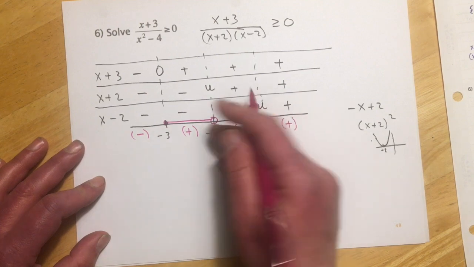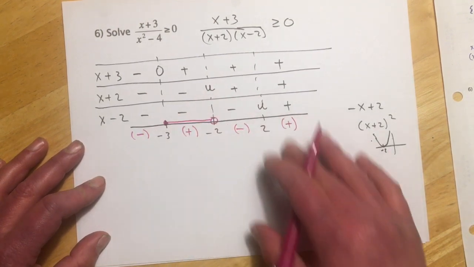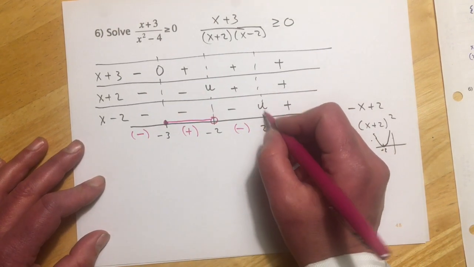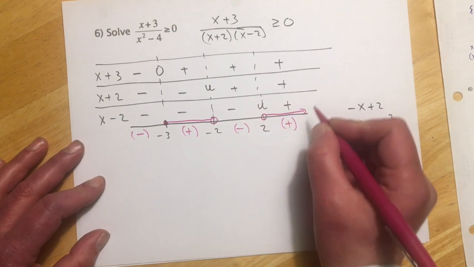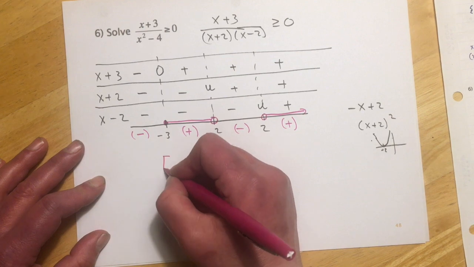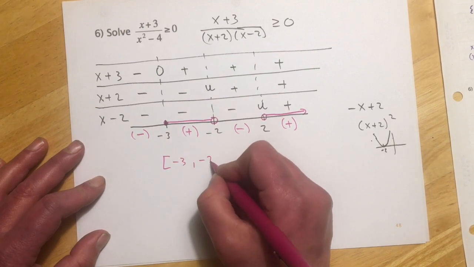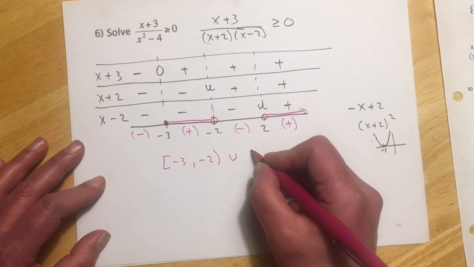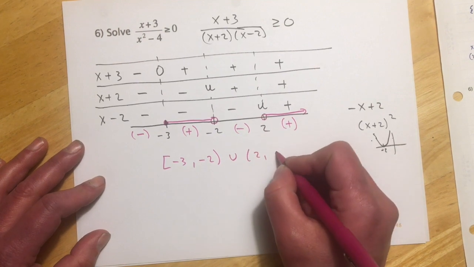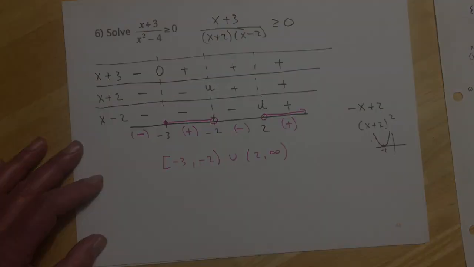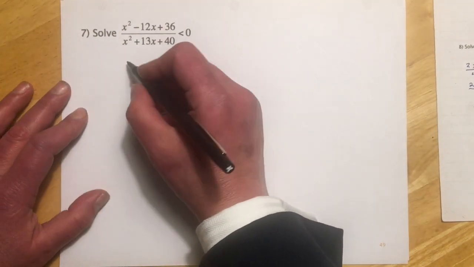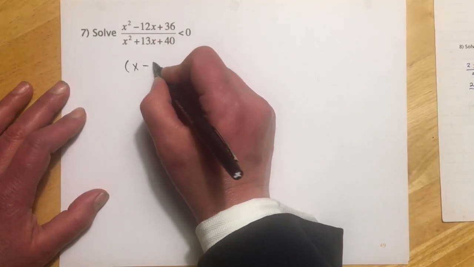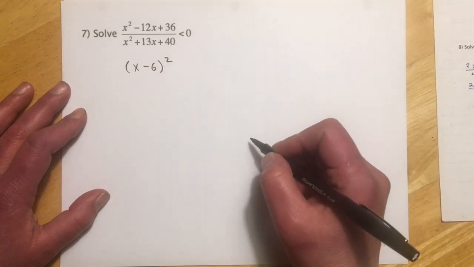You don't have to draw the graph, I just find it helpful for translating it to the interval notation. We don't want the endpoint because it's undefined, and then this is going to go out to infinity. So our solution set is -3 to -2, union 2 to infinity. Okay, so this one, if I factor that numerator, it's going to be x minus 6 quantity squared.